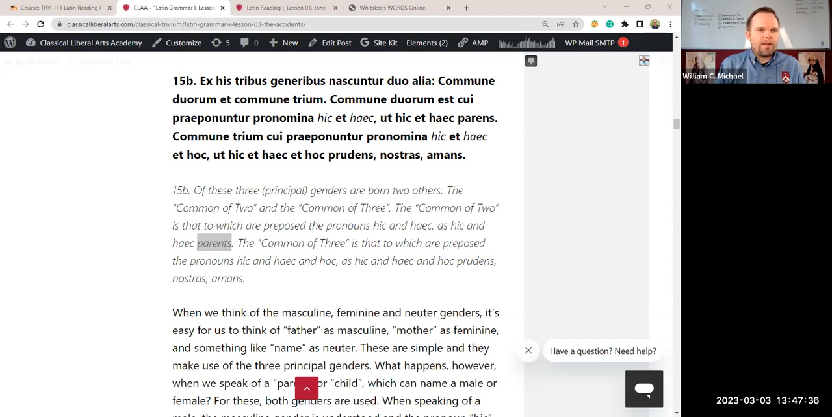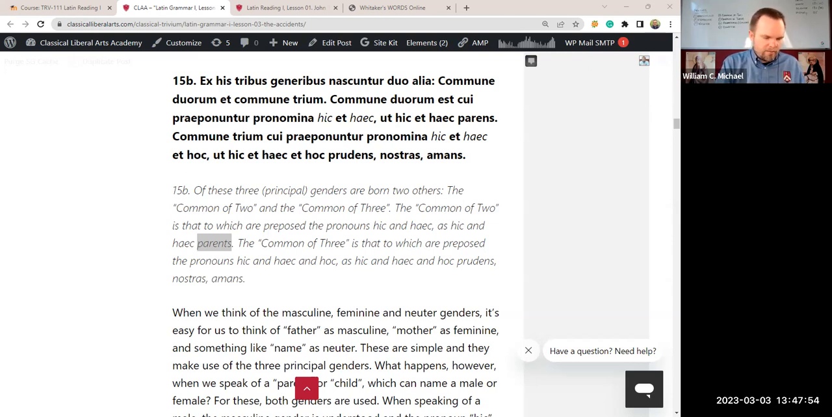If I say my parent, who does it refer to? Both, right? It can mean your mother or your father. So the noun parent is an example of common of two. That word actually has two different genders. It could be hic parens, like this.